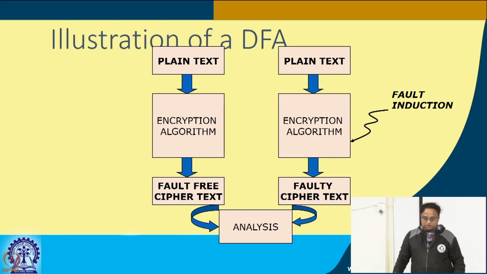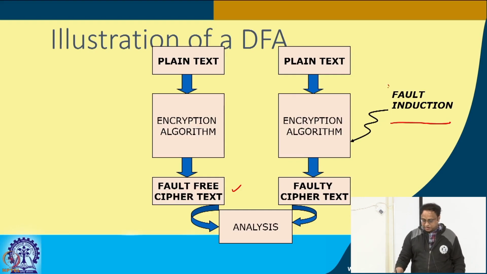So now we would like to understand what a DFA for AES would mean, okay? So basically the idea is that you have a plain text, you have a fault-free cipher, and in another instance you have a plain text, and when you are getting the cipher, you do a fault injection. So this fault injection can come from various mechanisms. It can come from the row hammer, it can come from the clock glitch experiment, it can come from the voltage glitch, it can come from things like a laser injection or an EM injection and so on.